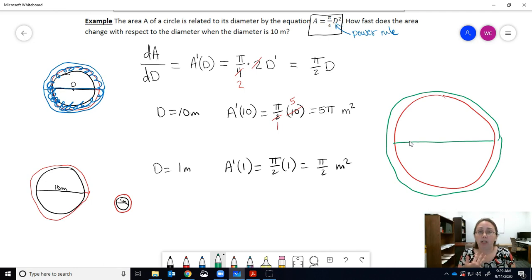We can talk about area, we can also talk about volume, we can talk about surface area, and there are going to be two other applications we're going to see in the next videos. So make sure you understand each one of these.